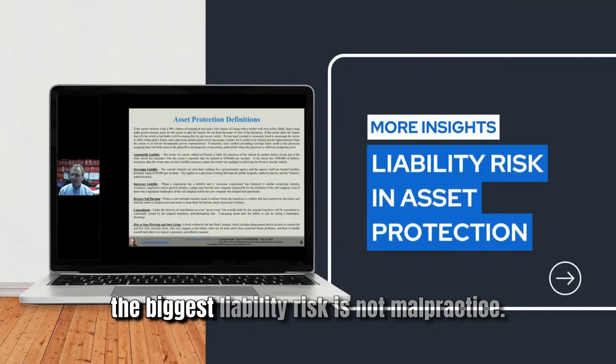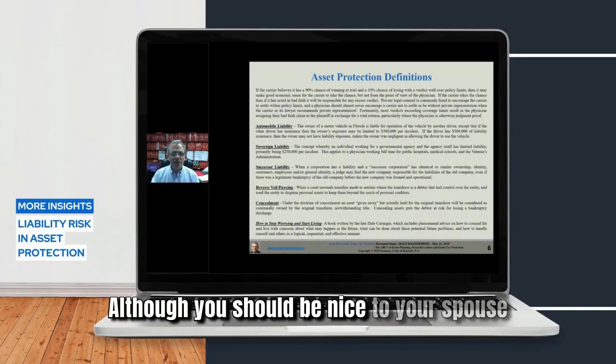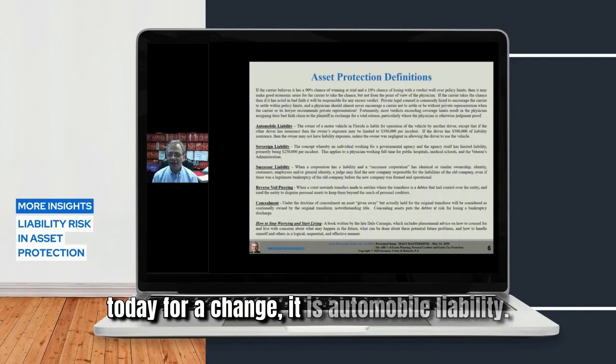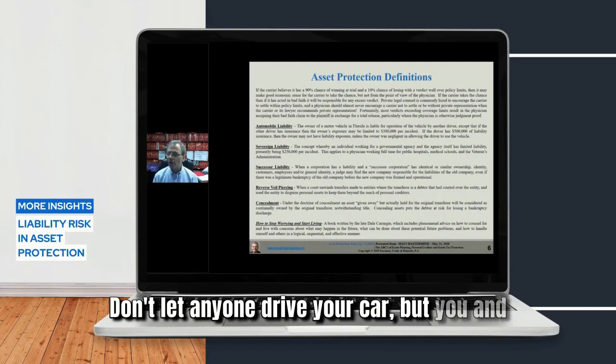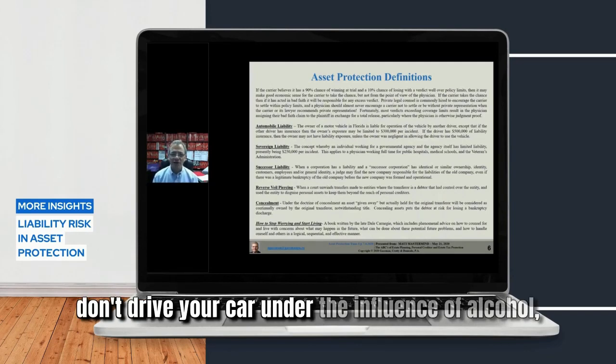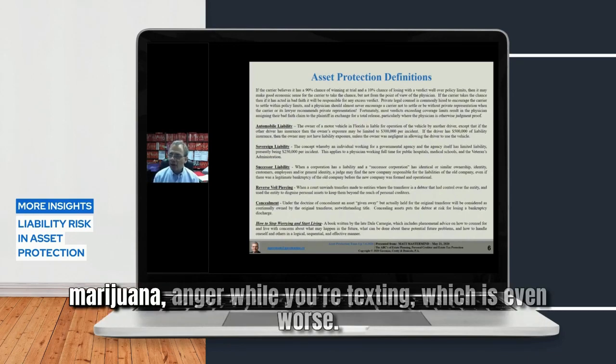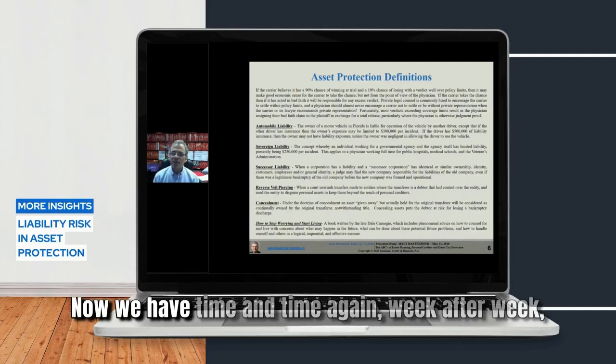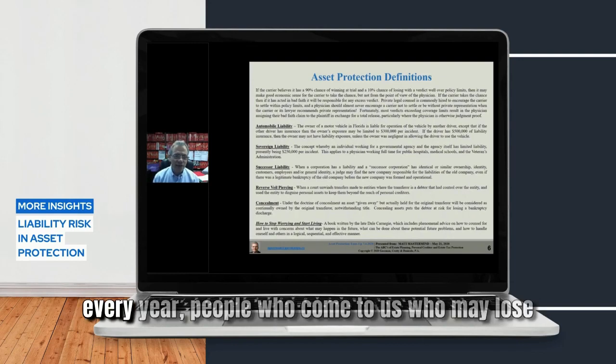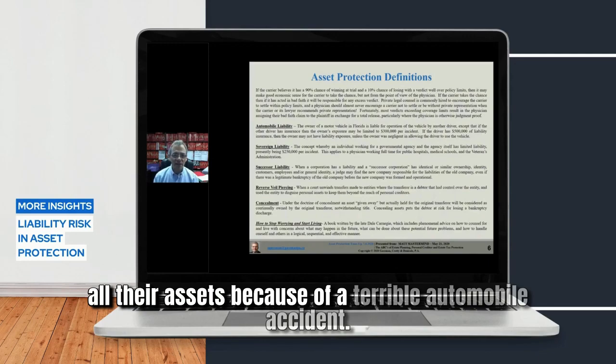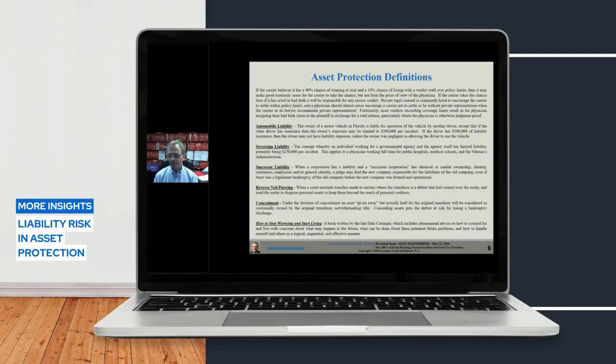The biggest liability risk is not malpractice. It's not even divorce, although you should be nice to your spouse today for a change. It is automobile liability. Don't let anyone drive your car but you, and don't drive your car under the influence of alcohol, marijuana, anger, while you're texting, which is even worse now. We have time and time again, week after week, every year, people who come to us who may lose all their assets because of a terrible automobile accident.